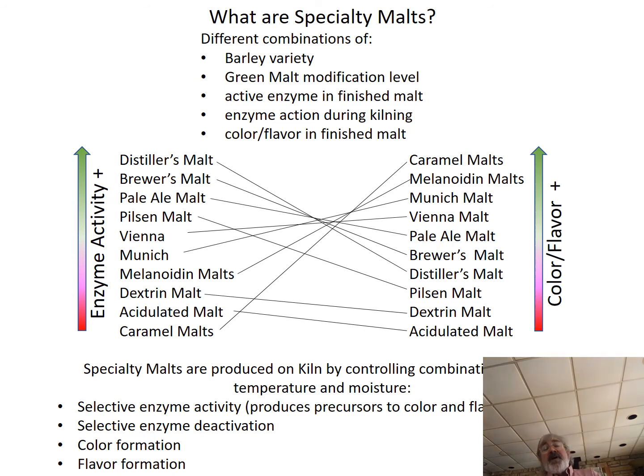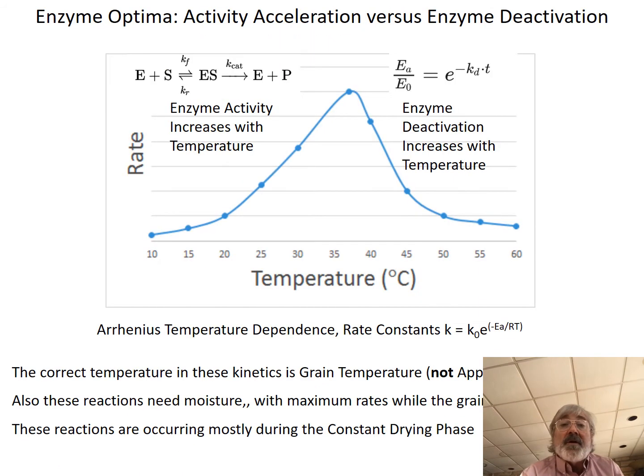Specialty malts are produced on kiln by controlling combinations of temperature and moisture, and this is especially critical when the moisture content is really high. Okay, because we can use this to select which enzymes are active. We can use these combinations to select which enzymes we deactivate. We can also use these combinations to control color formation and flavor formation.